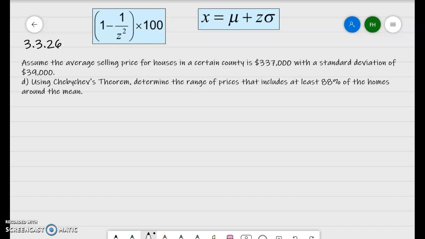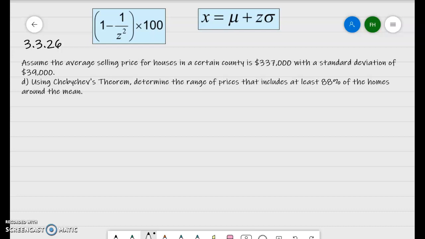Okay, this video is particularly on Chebychev's theorem. It's actually a Russian name, so you can pronounce it however you think it should be pronounced. But I've had several students have questions about how to work these types of problems.